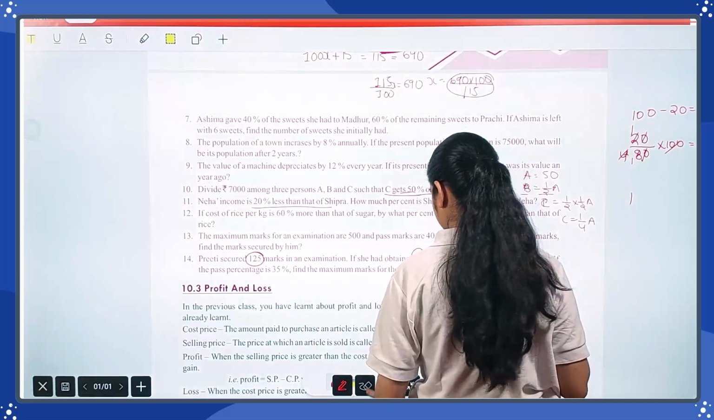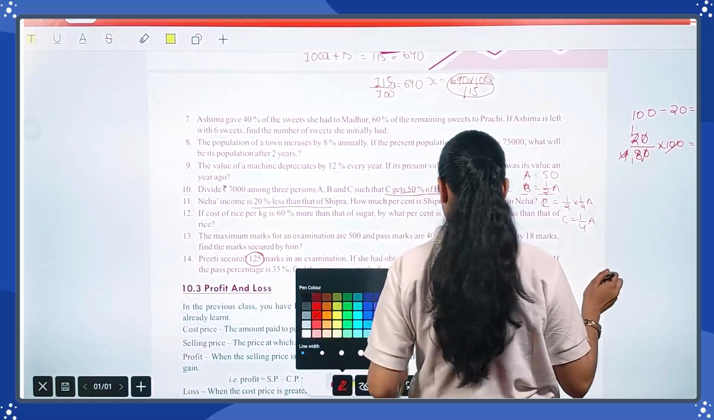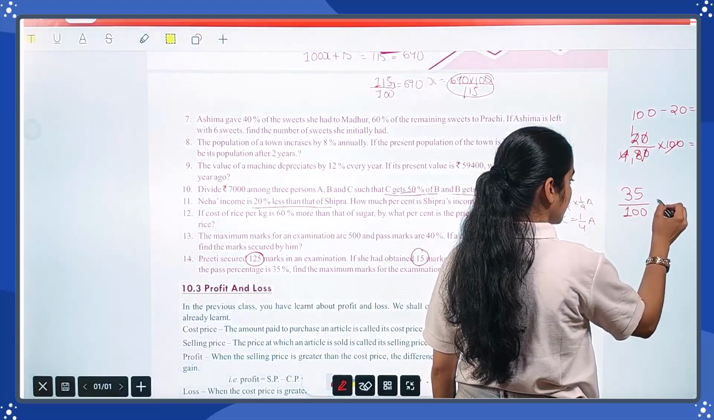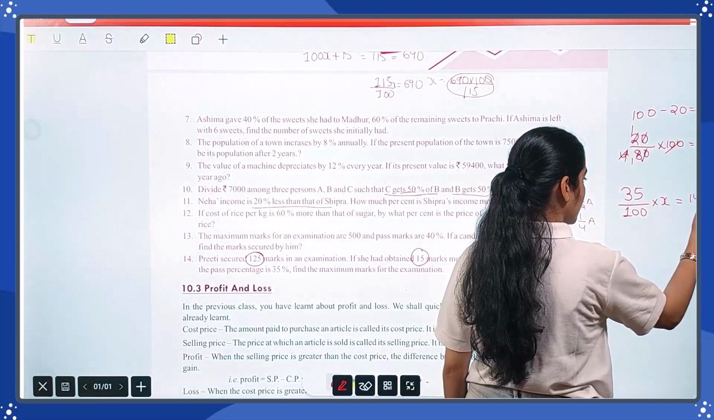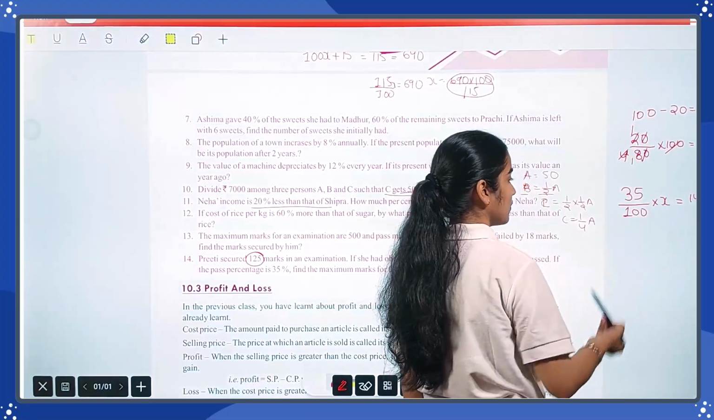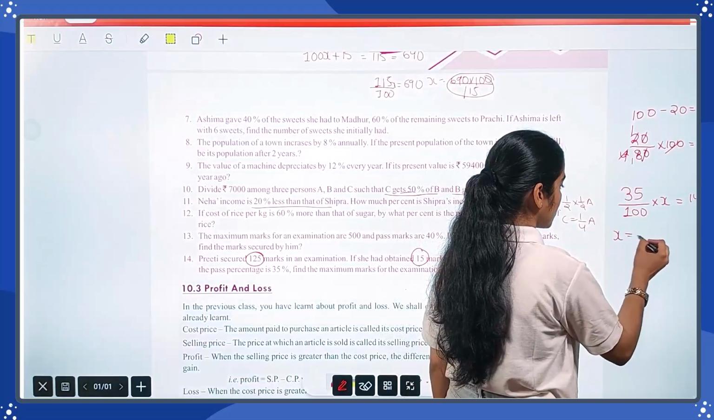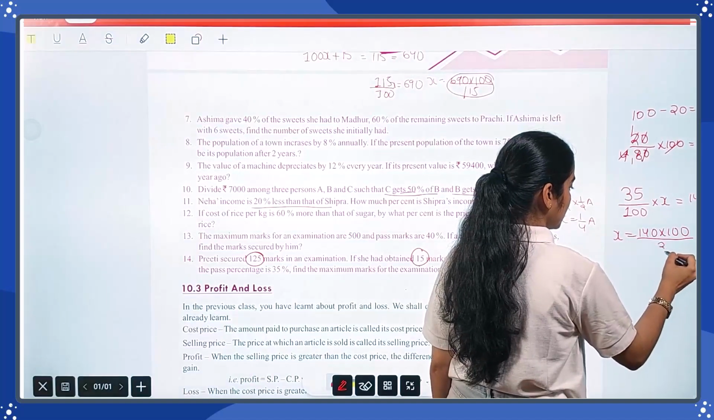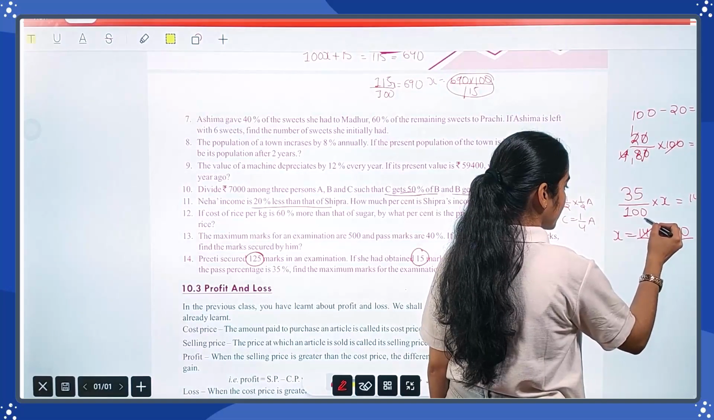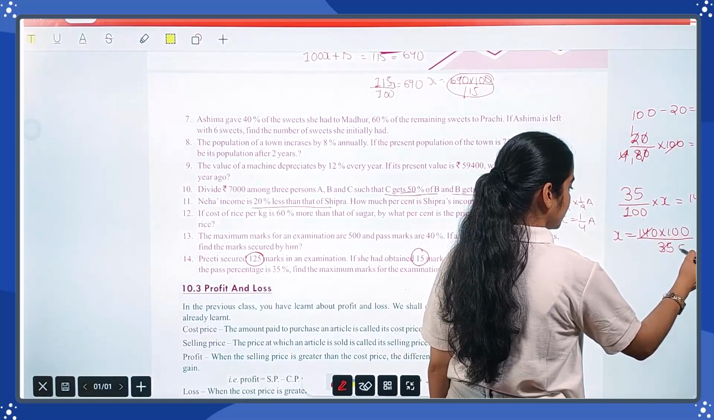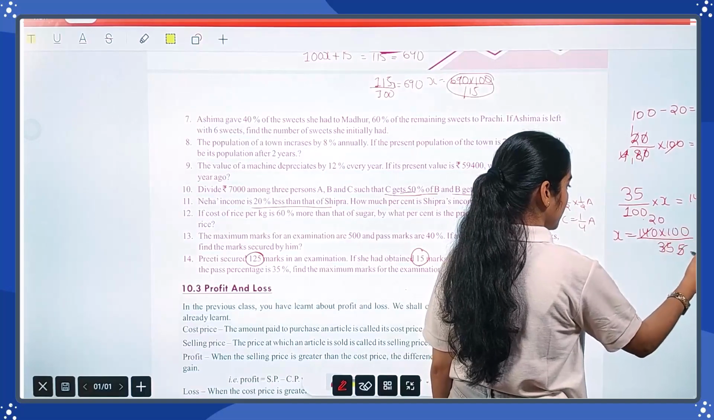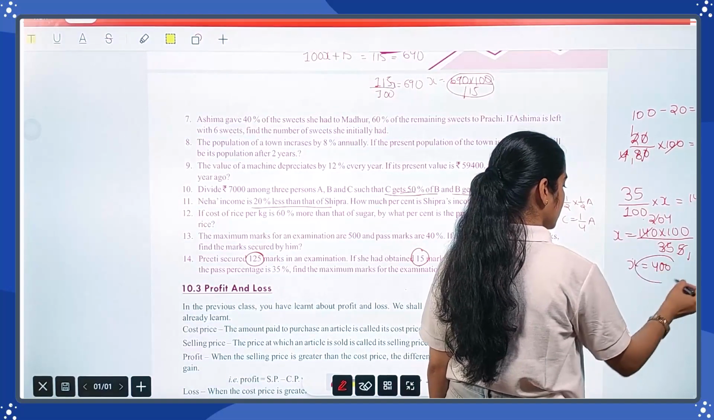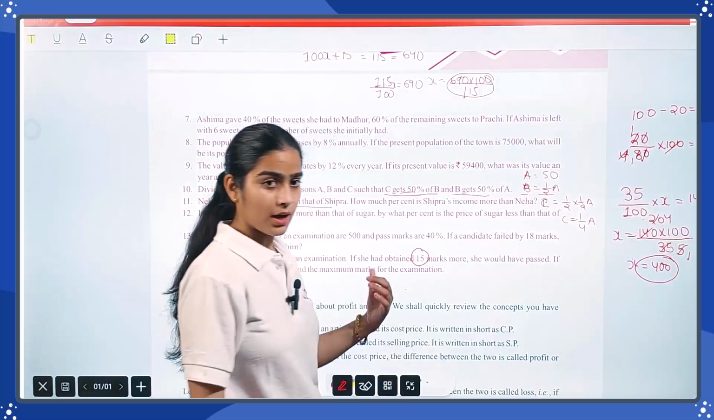So it means we have the percentage, which is 35%. We have the result of 35%, which is 140. We have to calculate the total marks. So x is equal to 140 multiplied by 100 divided by 35. Here we have 5, here 4. The total marks is 400. So in the same way, you can solve the rest of the questions in this exercise.